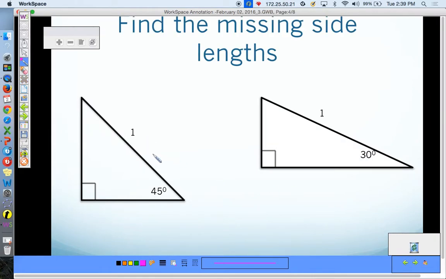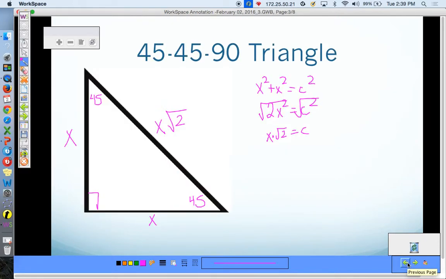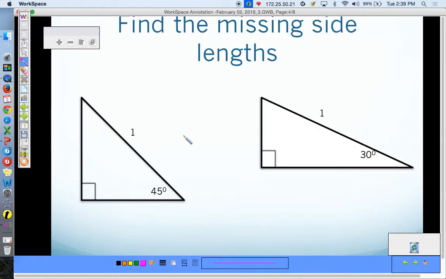Now we're going to look at some cases when our hypotenuse is 1. In our 45, 45, 90 triangle, the legs are x, x, and the hypotenuse is x times the square root of 2. So we divide by the square root of 2 to find x. We have x equals 1 over the square root of 2, and this is one time I'm going to ask that you rationalize it. So we have the square root of 2 over 2. These sides would be the square root of 2 over 2, square root of 2 over 2.